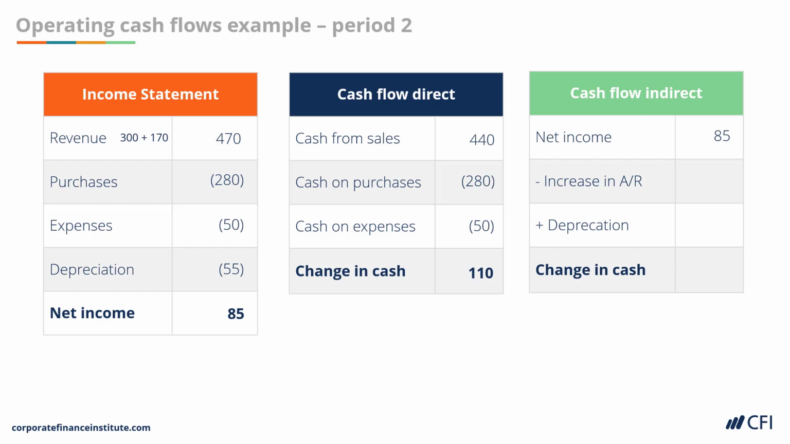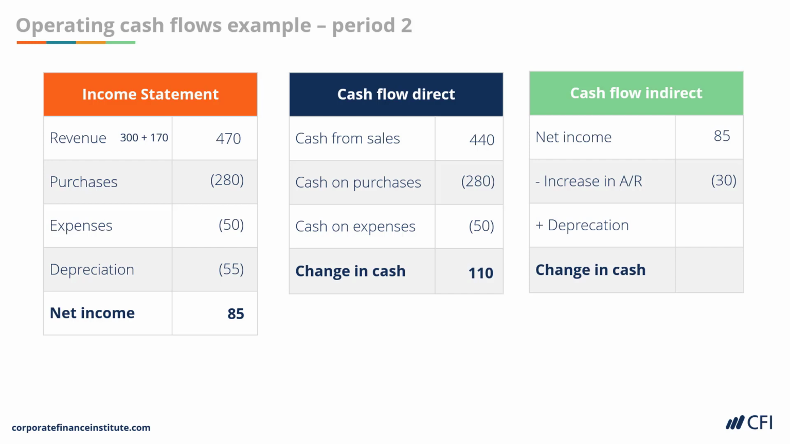receivable. Since 30 of revenue is not collected from customers, as you can see by comparing revenue on the income statement, 470, to cash from sales on the direct cash flow statement of 440. So that increase in accounts receivable is actually a reduction of cash on the cash flow statement. Think of it this way. If 30 of revenue was not paid for by customers with cash, then the net income is overstating what the cash would be, so we reduce it by 30.